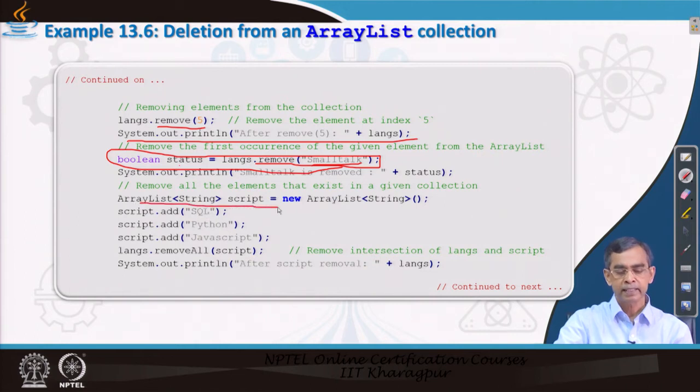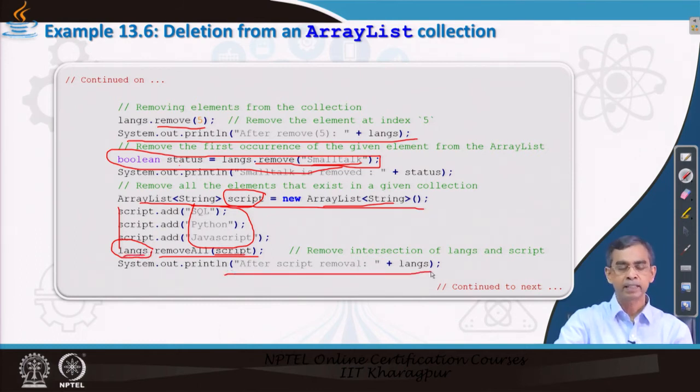Now, this is another example. Here you can see we create another collection, script, and in the script we add some elements, and this is the new collection. Now, removeAll(script), you can understand that we call the method for the collection lengths, and script is the argument for this. That means whatever elements are present here will be removed from the existing collection lengths, and then it will print the collection lengths after removing the common elements, if there are any.